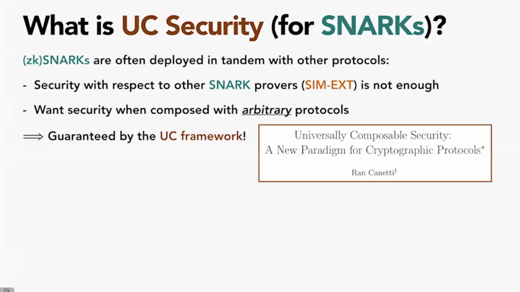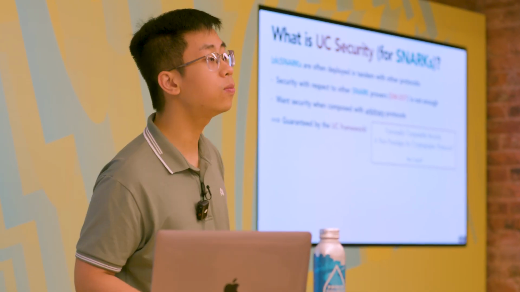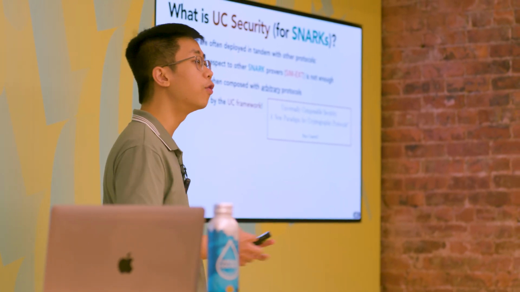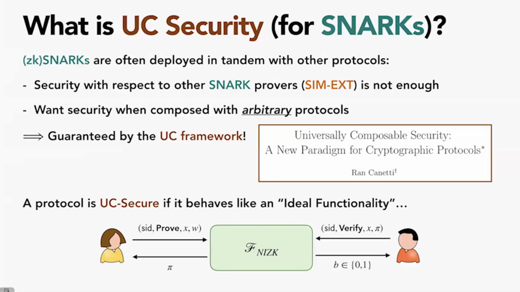It was introduced by Ran Canetti back in the 2000s, and now it has become a gold standard for cryptographic security, because if a scheme is proven UC secure, then it can be composed arbitrarily with other protocols in this framework and still remain secure. UC security, in a nutshell, says that a protocol is secure if it behaves like some ideal functionality. And in the particular case of non-interactive proofs, it is this ideal functionality. I call it FNISC. NISC just means non-interactive zero knowledge.